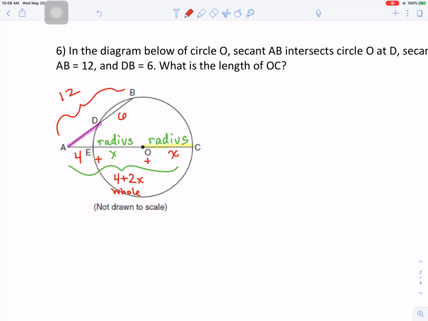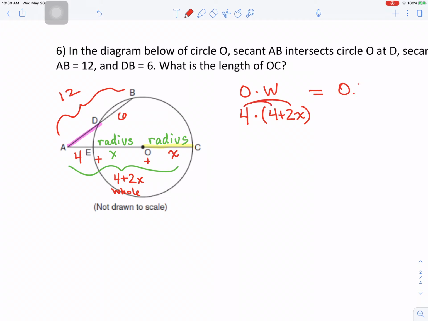So when you do this, they didn't tell us the outside piece. So when we set this up, let's use this first piece AC. We have the outside is 4 times the whole, which is 4 plus 2X. I have to put a parentheses because I'm going to have to distribute there.